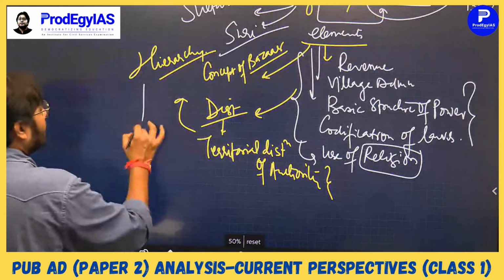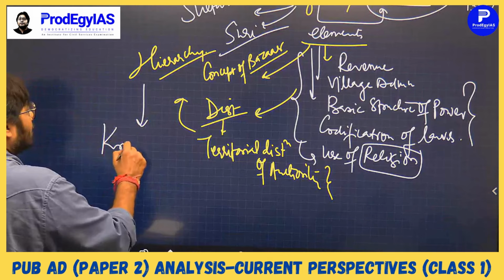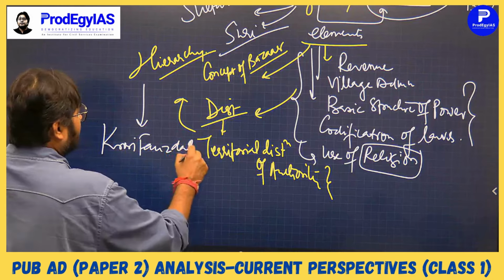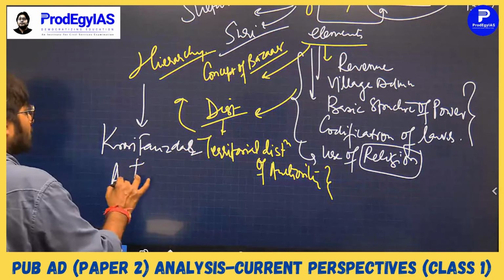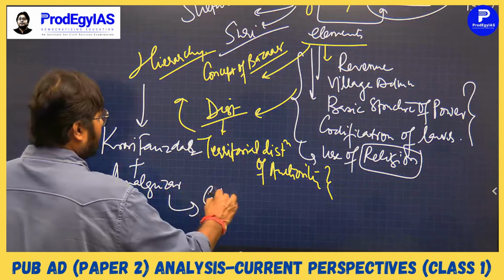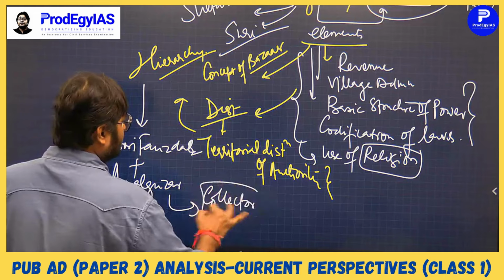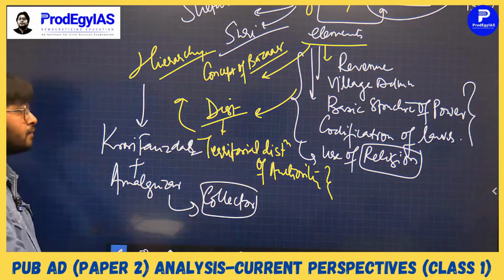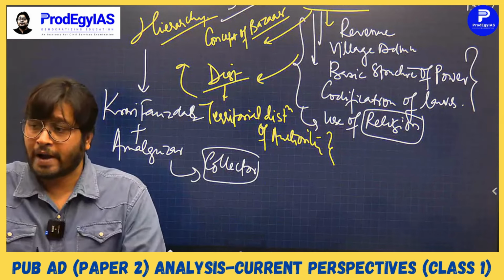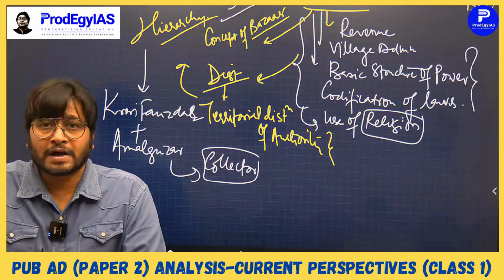अगर आप, if you see the Karodi Faujdar, right, plus the Amal Guzar, और ये बन गया collector almost. Fine. So they had similar classifications.